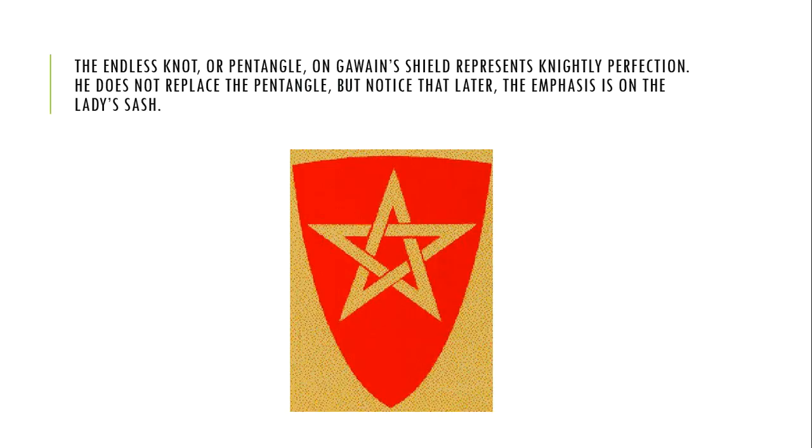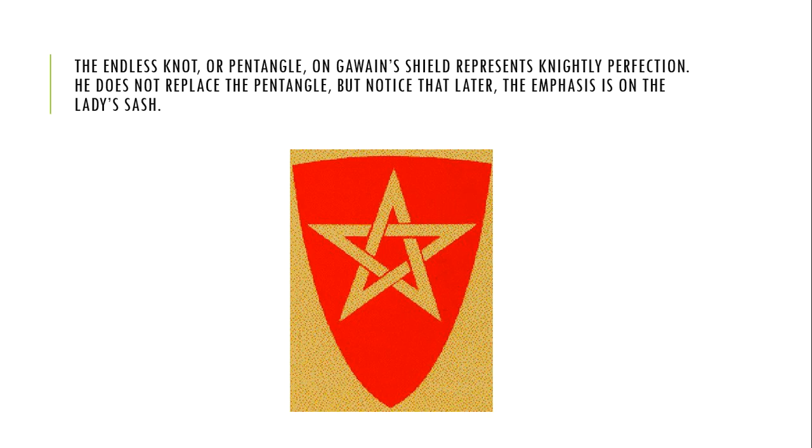I'm going back a minute to the pentangle and to a major theme of this work. On the front of Gawain's shield is this symbol, an endless knot. At that time, this endless knot was a symbol of England. First of all, it was a patriotic symbol. And as the Pearl Poet explains, it also represented chivalry, knightly perfection. And you'll find a passage where each of the five points of the star is explained in terms of chivalry.